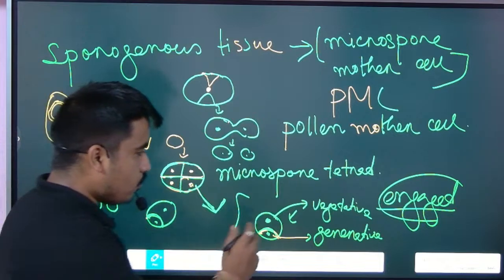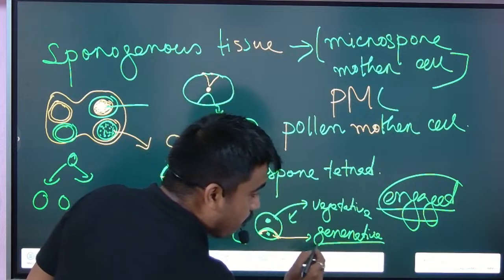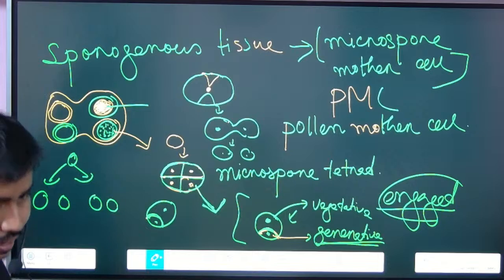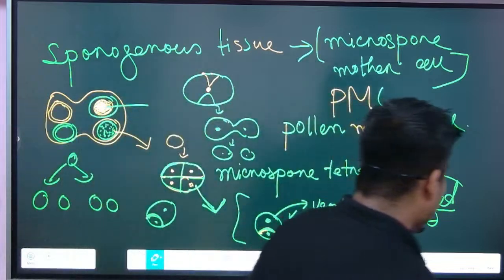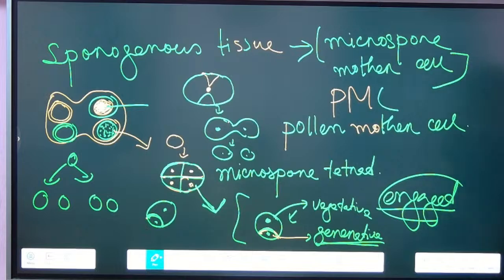So here the vegetative part and the generative part. As it is called generative, it will generate something. So it will generate what? Zygote, with the fusion with the female gamete, that is called the egg, isn't it? So this process is called microsporogenesis.